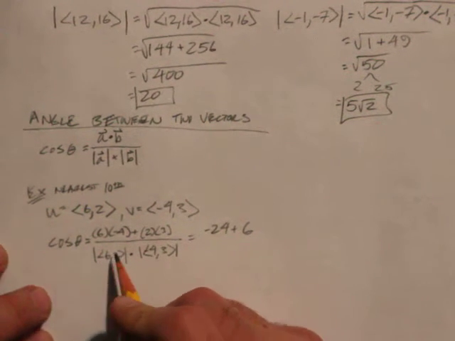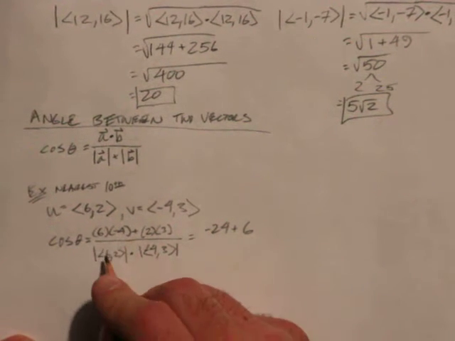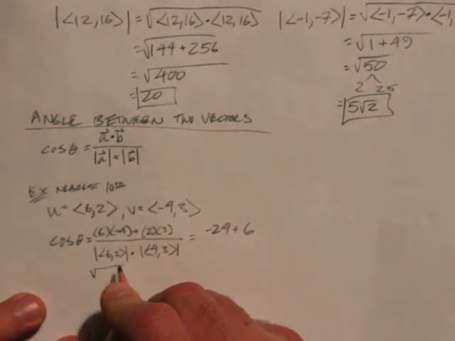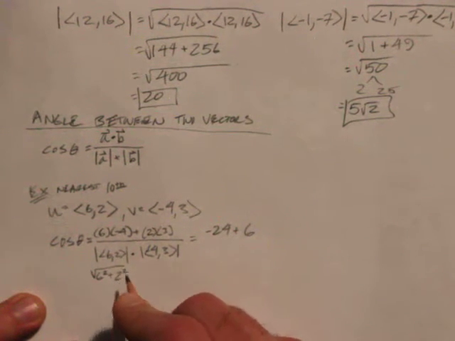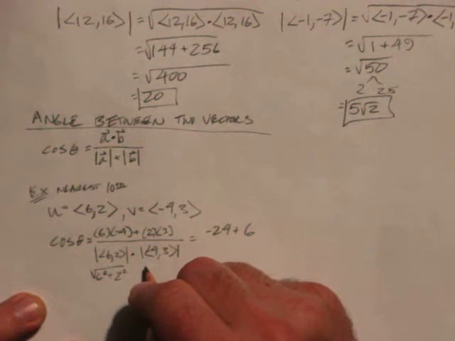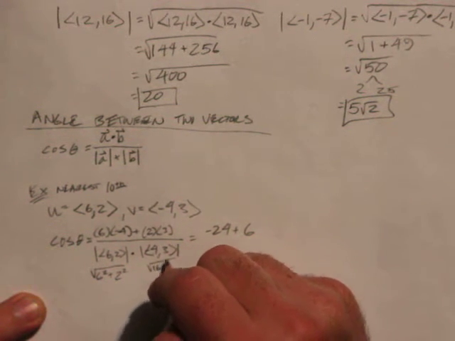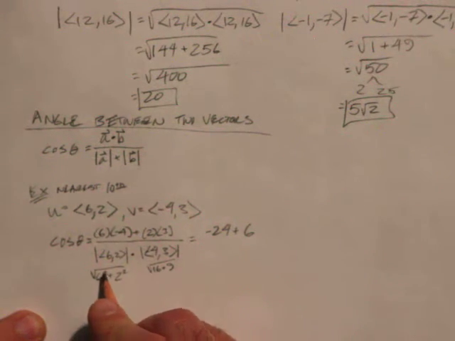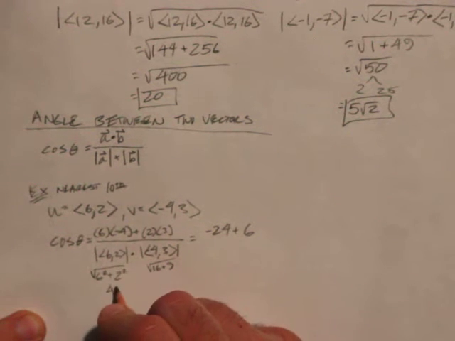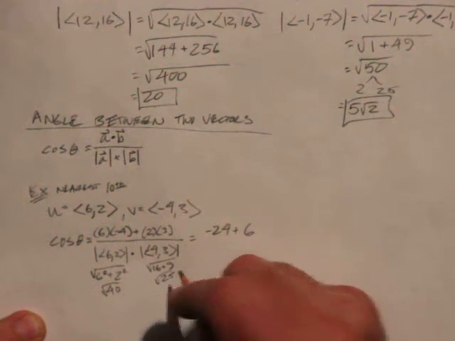So the absolute value of vector 6, negative 2 is the square root of 6 squared plus 2 squared, and times the absolute value of negative 4, 3, which is the square root of negative 4 times negative 4, which is 16, plus 3 times 3, which is 9. So that's 36 plus 4, which is 40, and 16 plus 9 is 25.